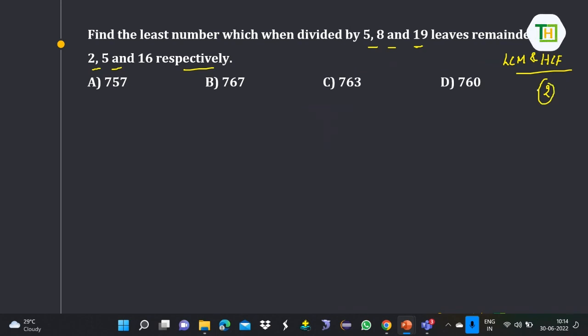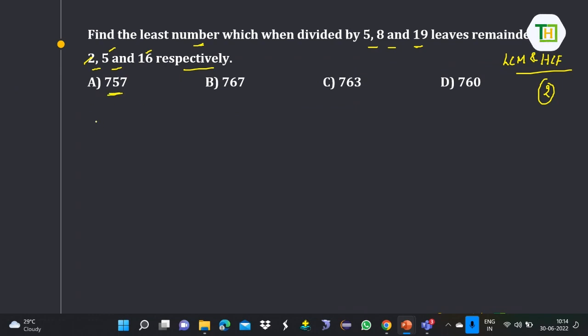So what is asking here? You have to identify the least number which, when divided by 5, 8, 19, leaves the remainders 2, 5 and 16 respectively. So one way you can solve this question is through option verification. Suppose I will take the first option.